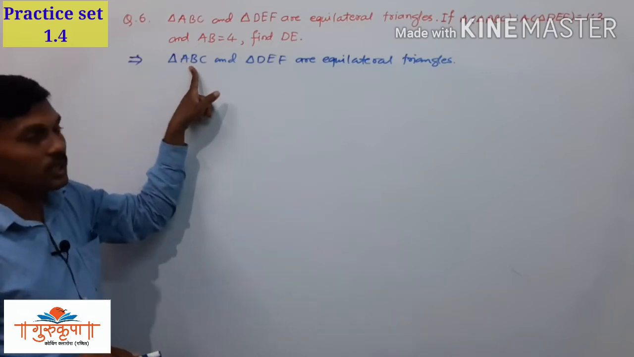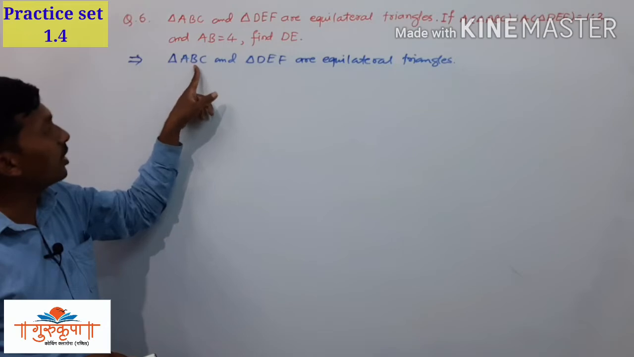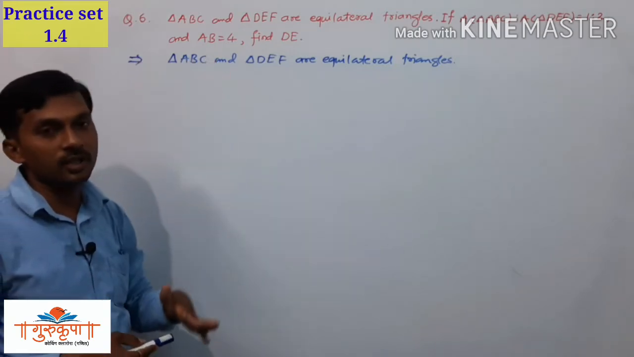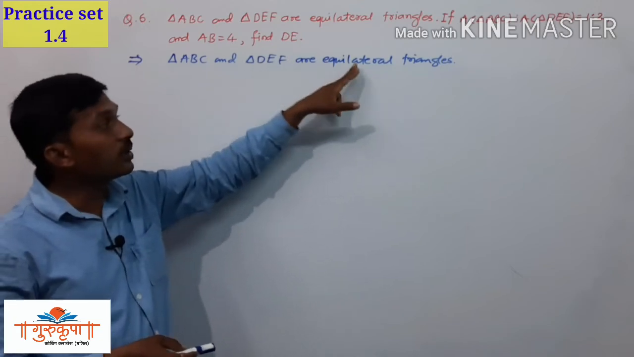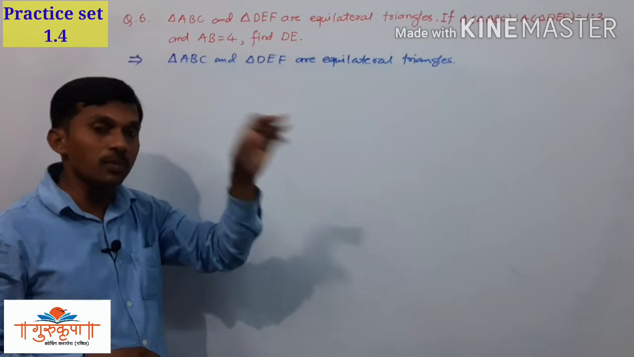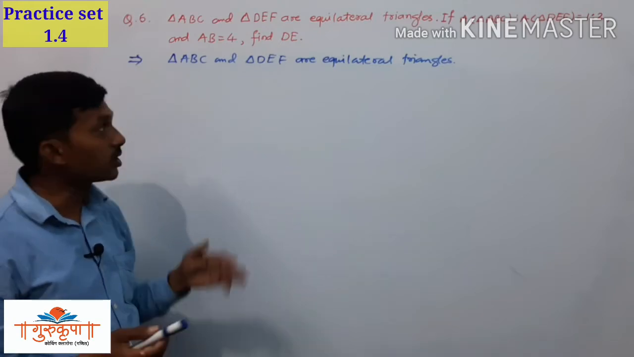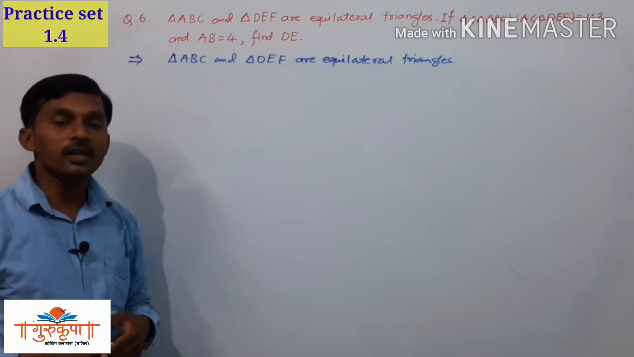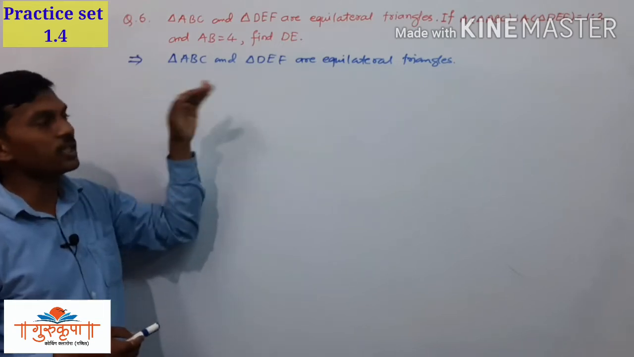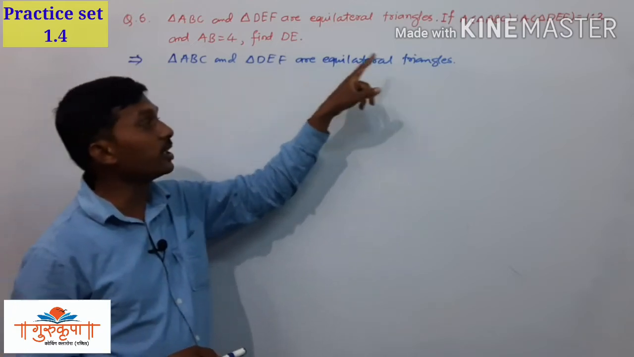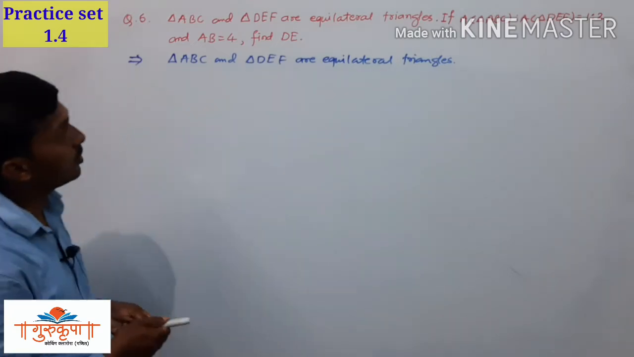Here triangle ABC is equilateral, which means angle A, angle B, angle C, all the angles measure 60 degrees. And DEF is also an equilateral triangle. It means that each and every angle of triangle DEF also measures 60 degrees, so both the triangles are similar to each other by the AAA similarity test. But that is not necessary to write here. Directly we can write, since ABC and DEF are equilateral triangles, they are similar to each other.